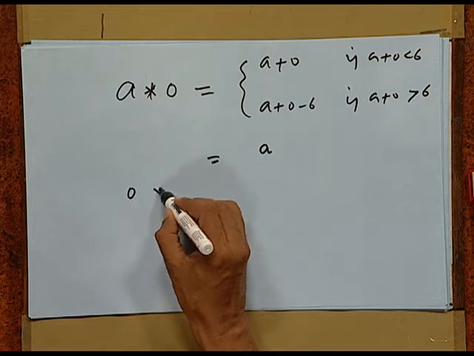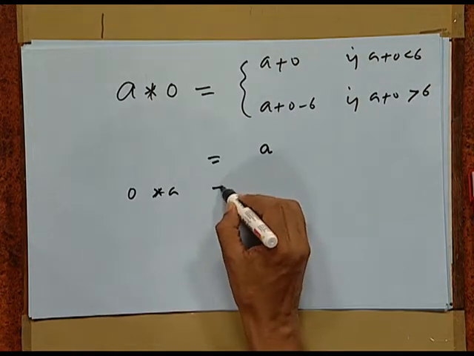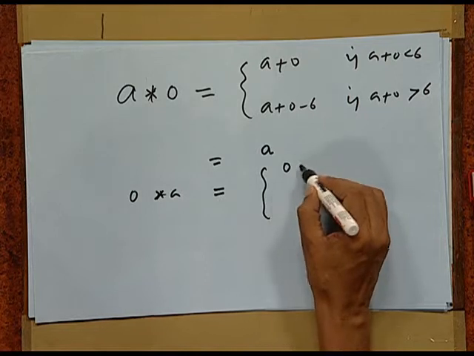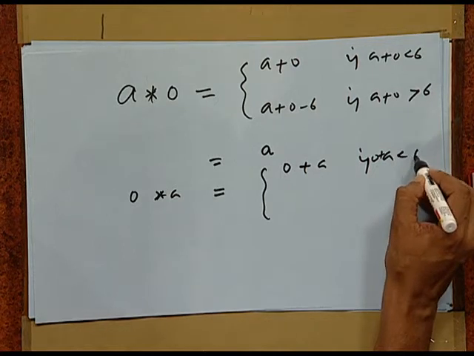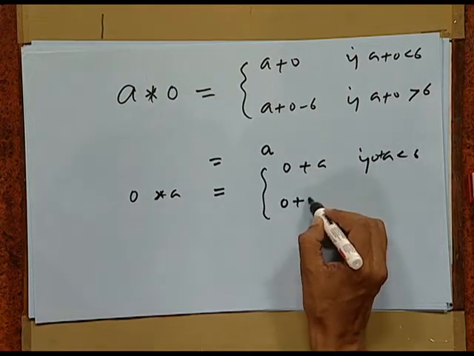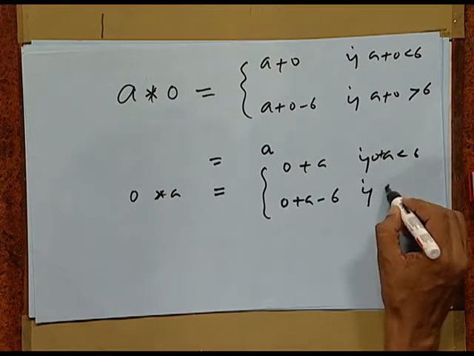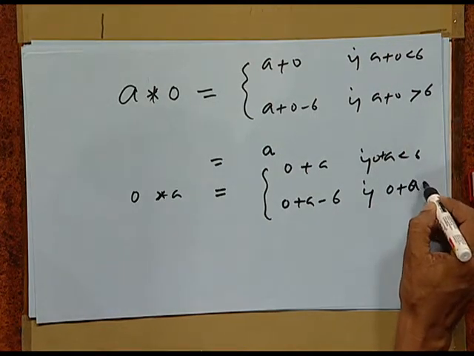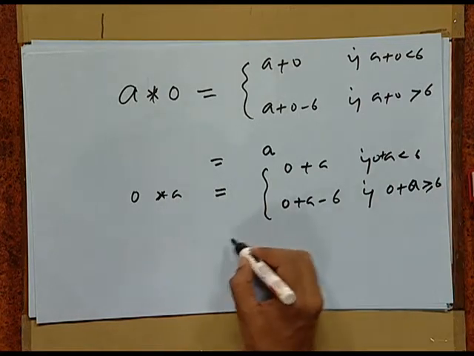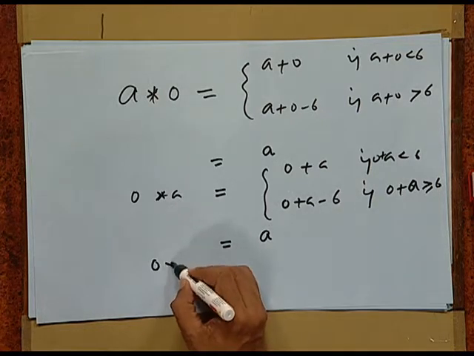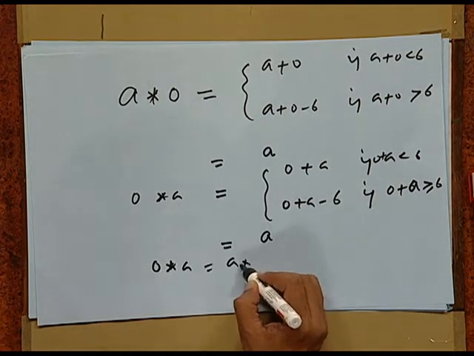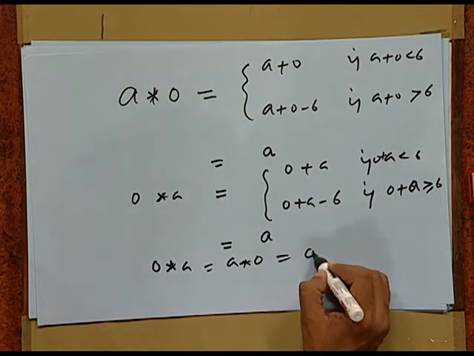Also 0 star a, this equals 0 plus a if 0 plus a is less than 6, and 0 plus a minus 6 if 0 plus a is more than or equal to 6. Here again it comes down to simply a. Thus, we found that 0 star a is a star 0 is equal to a. So, we conclude that in this problem 0 is the identity.